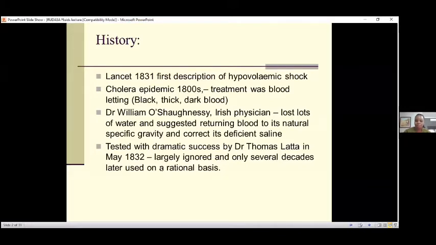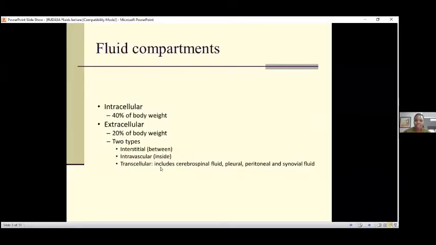I thought that would be interesting because I never knew until I searched about it. So in general, we have different fluid compartments. We've got the intracellular, which is about 40% of body weight, and we've got the extracellular, which is 20% of body weight. And extracellular is comprised of two types: the interstitial, that is in between the cells, the intravascular, inside the vessels, and then transcellular, which includes the cerebrospinal fluid, pleural, peritoneal, and synovial fluids.